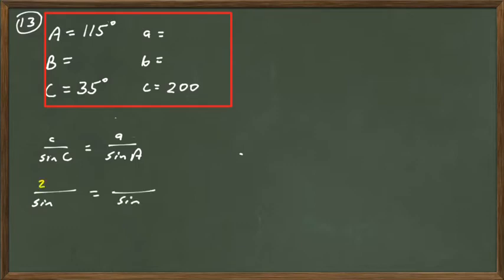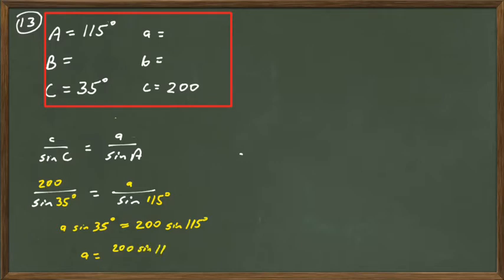Side c is 200. Angle C is 35 degrees. Side a I do not know, but angle A is 115 degrees. When I cross multiply, I get a times the sine of 35 degrees equaling 200 times the sine of 115 degrees. Again, we're going to divide to get a by itself. So I need to divide by the sine of 35.